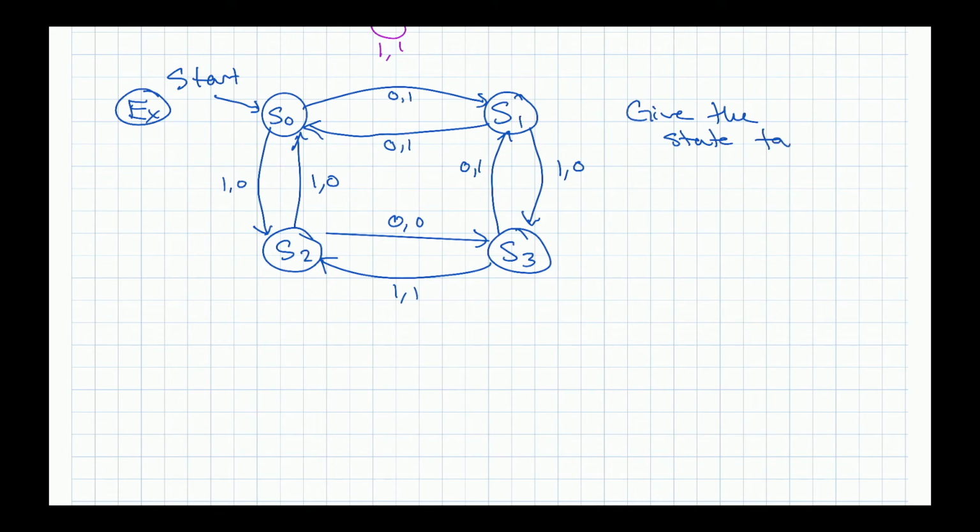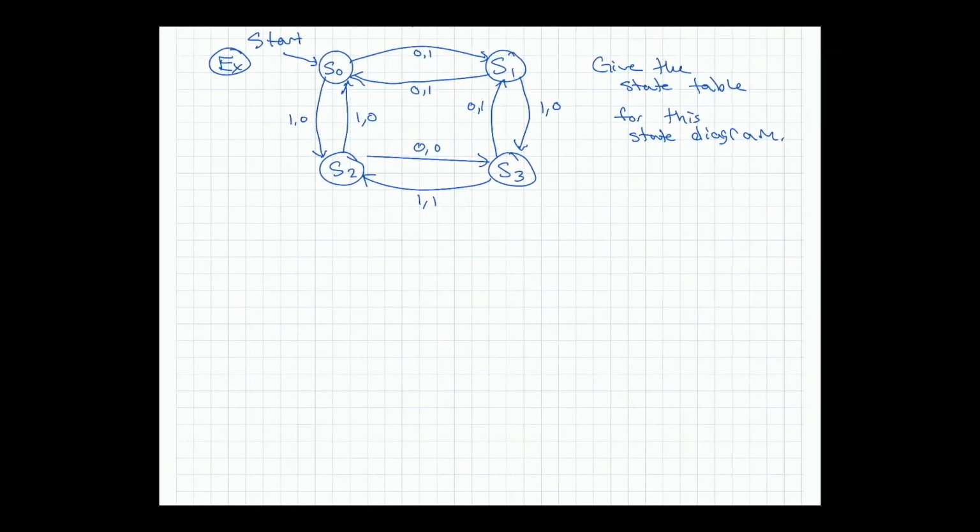So give the state table for this state diagram. All right, and so that's what we need to do. It's not going to be that hard. We just kind of want to make sure we understand how this information goes back and forth between the two ways.